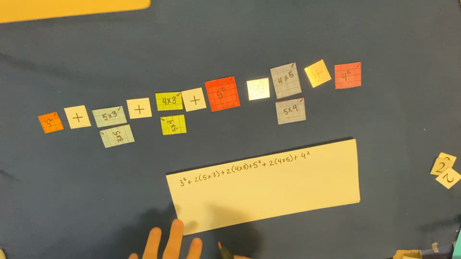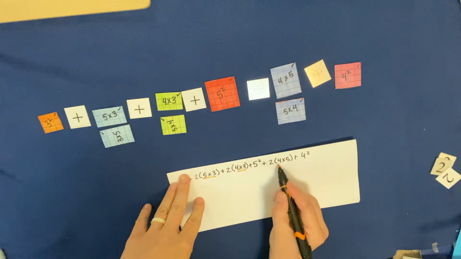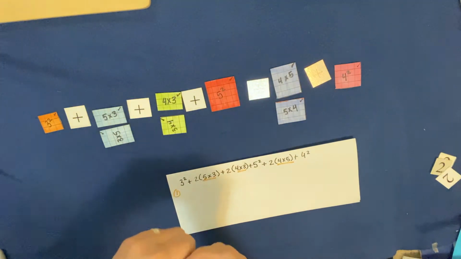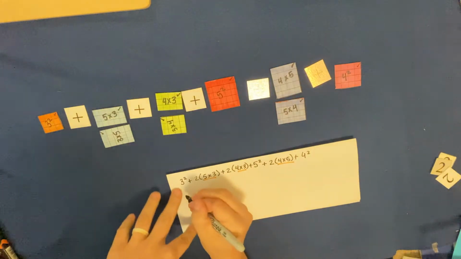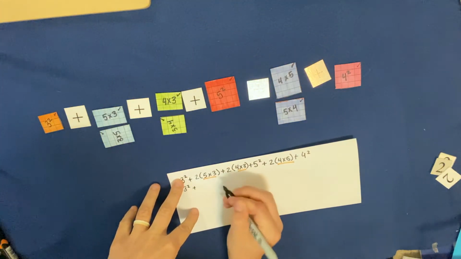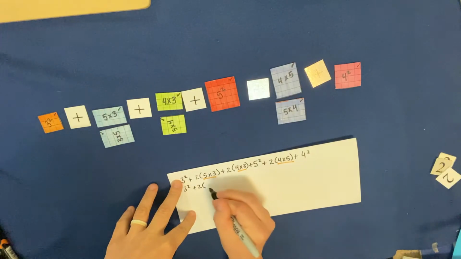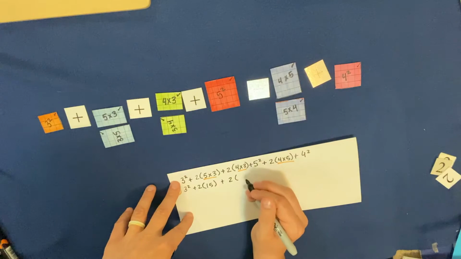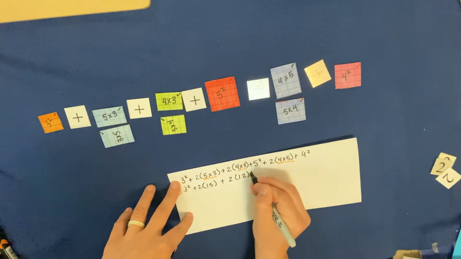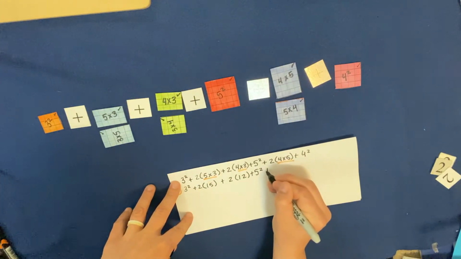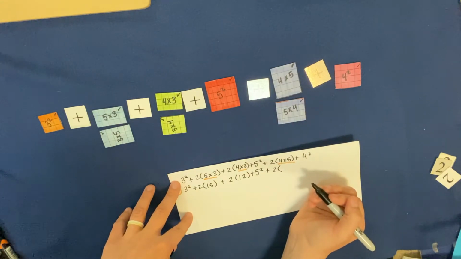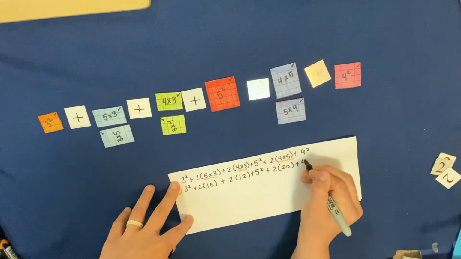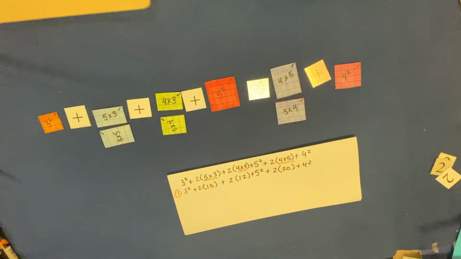So we have to start with our rectangles. That's the first thing we're going to figure out. So 3 squared plus, what is 5 times 3? 15 plus 2 times 4 times 3. 12 plus 5 squared plus 2 times 4 times 5. What is 4 times 5? 20 plus 4 squared. Cool.